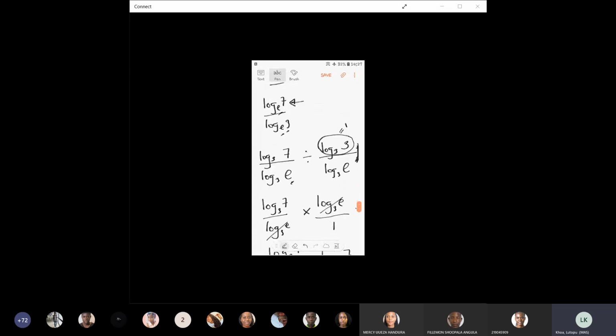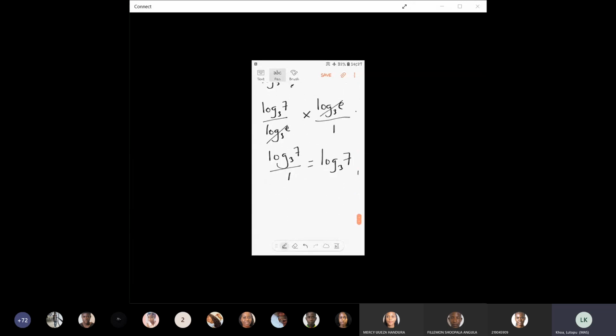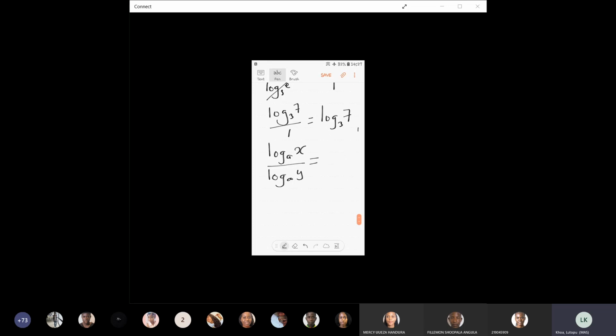So the technique of changing bases works in both ways. So if I give you anything like this, log x over log a y, this you should know right away. I can rewrite it as log. This becomes the base, and then this is the argument. I can rewrite it like that as long as I'm dividing by logarithms that have the same base.